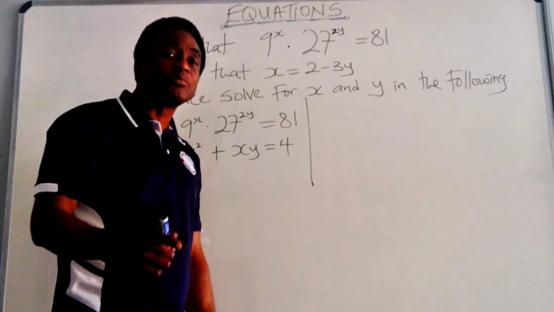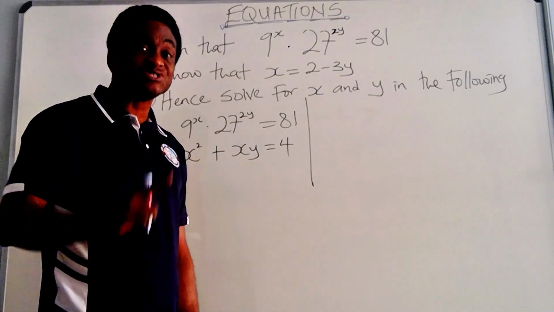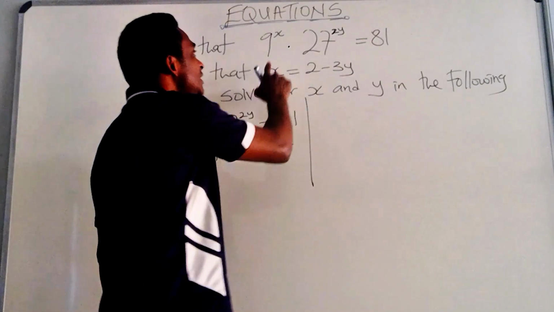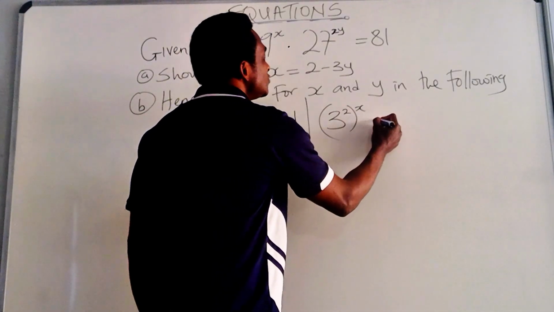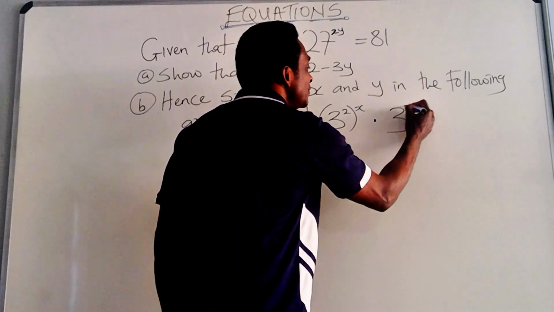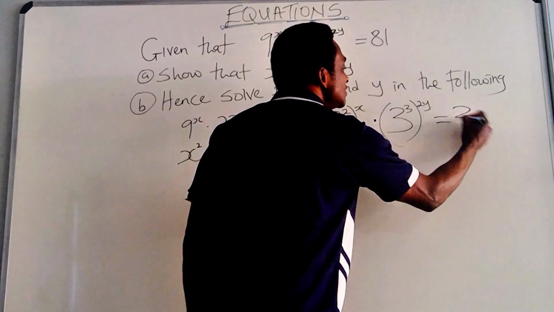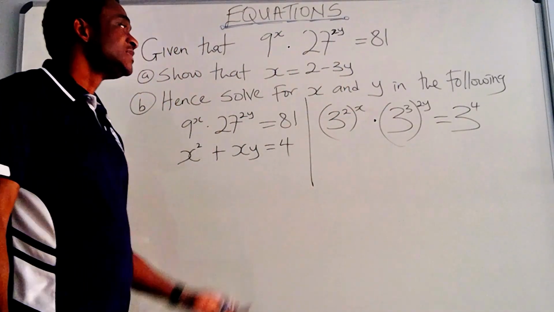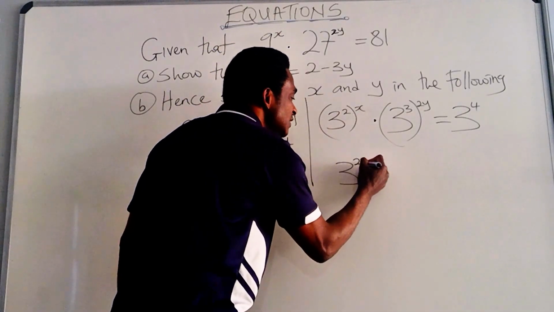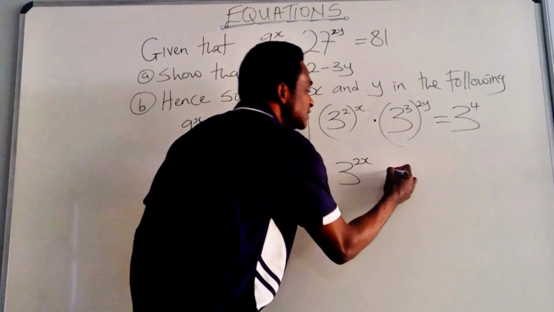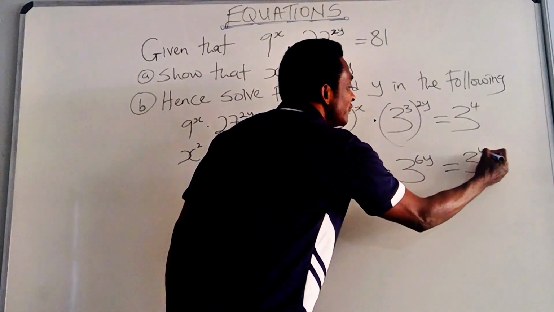Now, the first approach for all exponential equations or expressions is to reduce them to the lowest possible base. Here 9 can be reduced to 3 to the power of 2, we have x. 27 can also be reduced to 3 to the power of 3, and we have 2y. 81 can be reduced to 3 to the power of 4. Now we go to the next step, clearing out the brackets, multiplying the exponents with what we have outside. We have 3 exponent 2x times 3 exponent 6y equals 3 exponent 4.